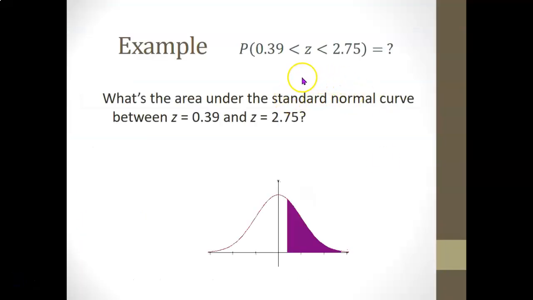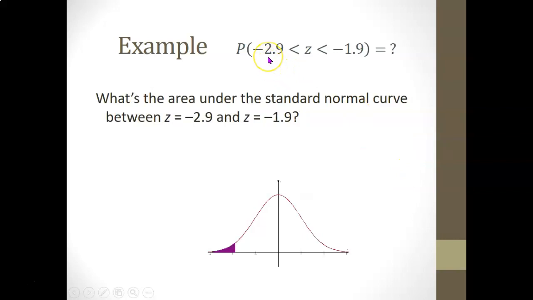So try doing this next example one of the ways that I just showed you, with a graphing calculator or with Desmos or with that website. Find the probability of z being between 0.39 and 2.75, or the area under the standard normal curve between those two z values. You should get something that's pretty close to 0.3453.